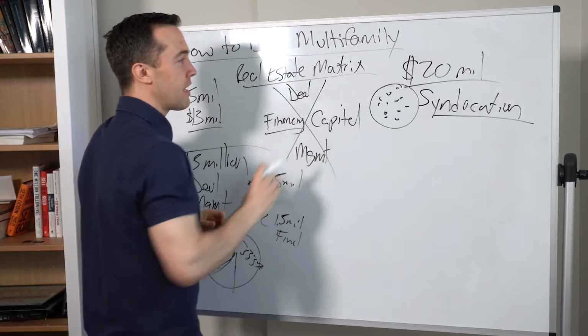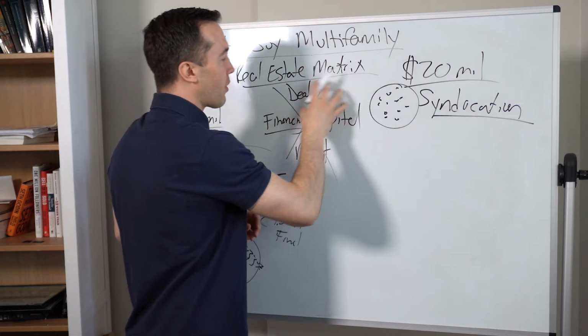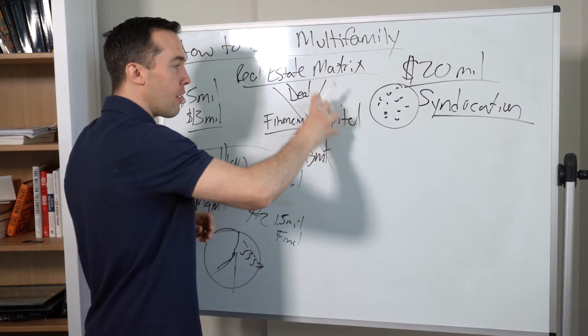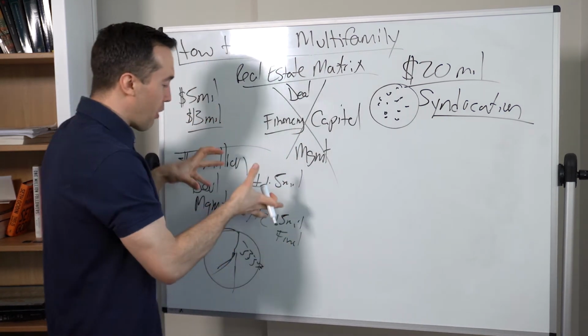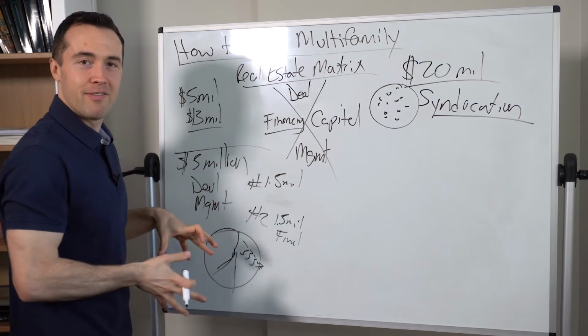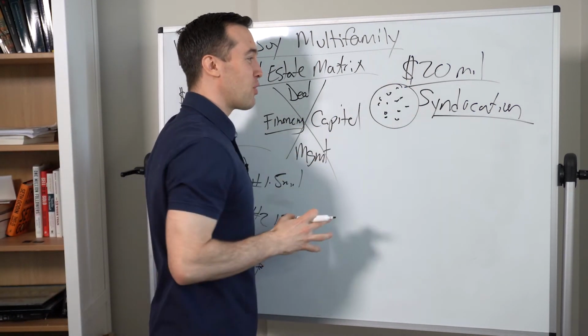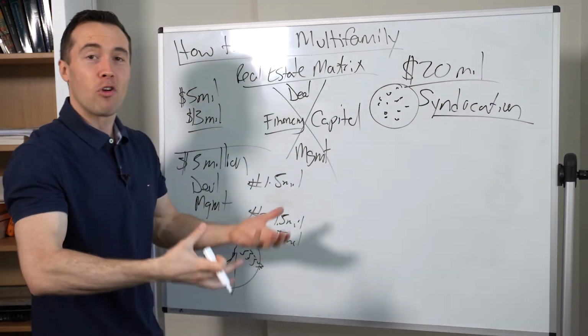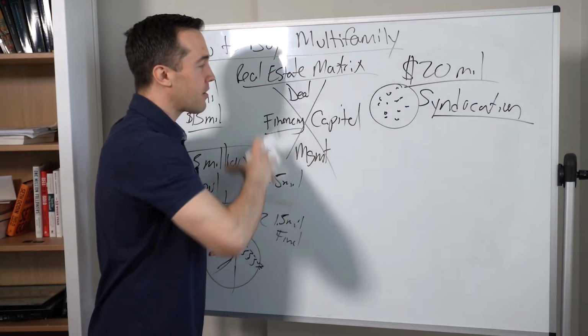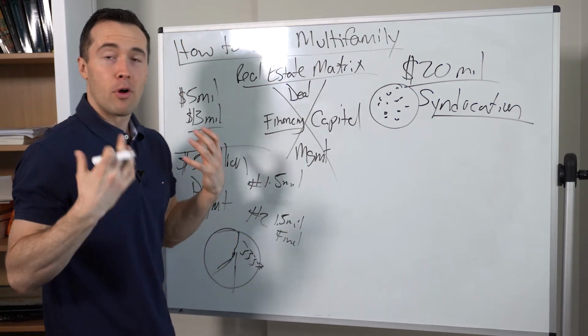Now the key with syndication is these investors bring the capital, so this quarter of the real estate matrix, they are passive investors. Remember how I said with partnerships, there is no passive investing? Well, in a syndication structure, there is. These investors are risking their capital, but they are not shouldering the risk that the active people involved in the deal are shouldering.